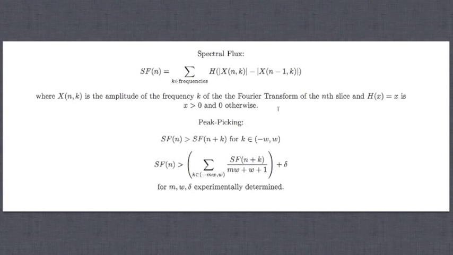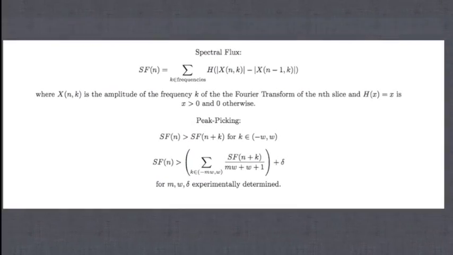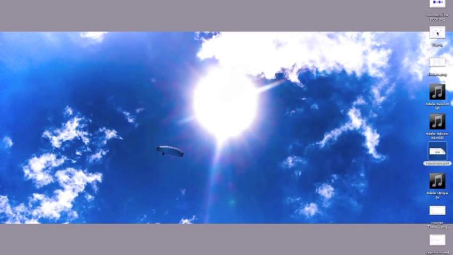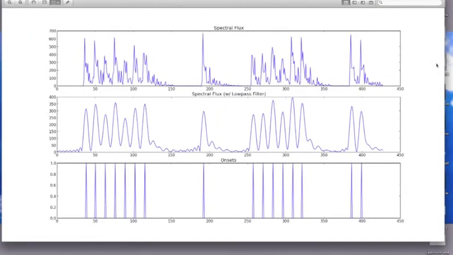We apply a low-pass filter to reduce noise and make the peak-finding process easier. Finally, we have a peak-picking algorithm, which chooses points that are larger than all points within a small window. The peaks must also be larger, by delta, than the average value of the points nearby, with more weight given to the points before it. Applying the peak-picking algorithm to our low-pass spectral flux will give us the onsets of notes.